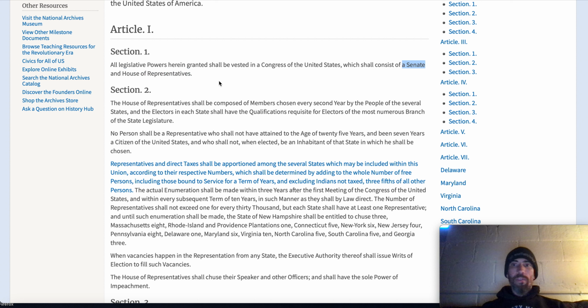1 for every 30,000. Well, let's do the calculations here. U.S. population from 1900. Let's go down to 1929 just to see what the population was in 1929. 121 million people. We'll call it 122 million just to make it a round number, because then we're going to go to our calculator. 122 million divided by the 435 members of the House of Representatives since 1929. That'll give us 1 representative for every how many people? 280,000 people. 1 representative for every 280,000 people.